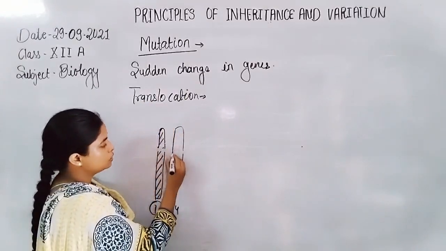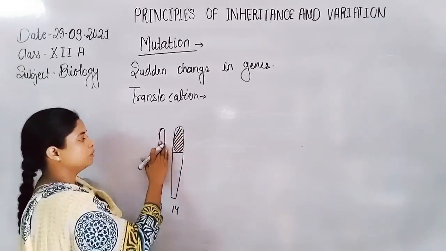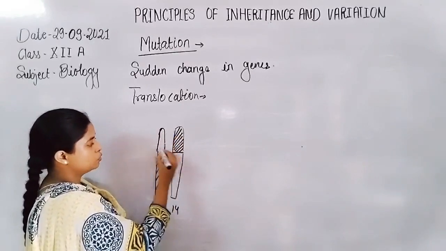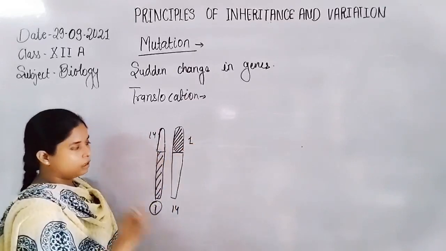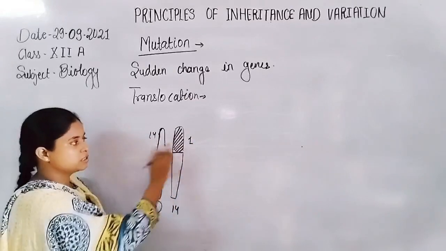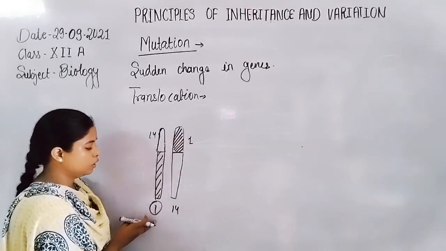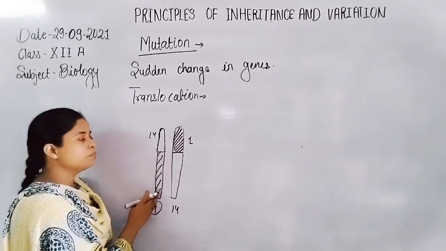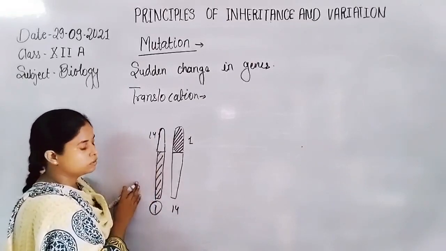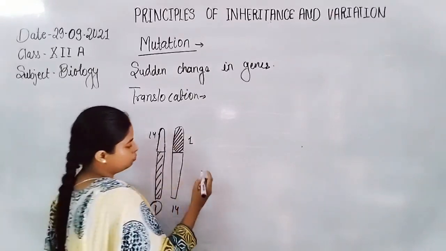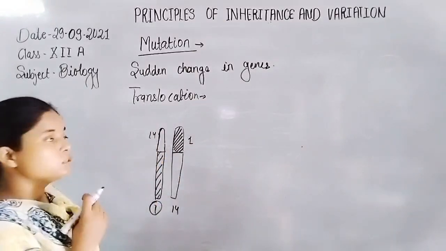So what happened during this? After the ligation, this is the portion of chromosome number 1. Here is the portion of chromosome number 14. So this represents 14, this represents 1. The upper side of chromosome number 14 represents chromosome number 1, whereas the upper side of chromosome number 1 represents chromosome number 14. That will also result in the formation of a false protein, causing a mutation. So such a type of mutation is known as translocation.